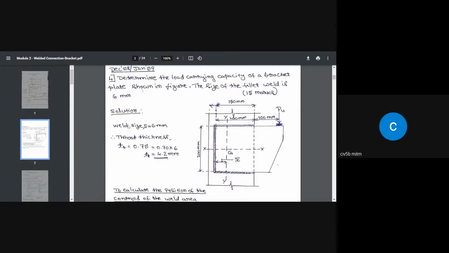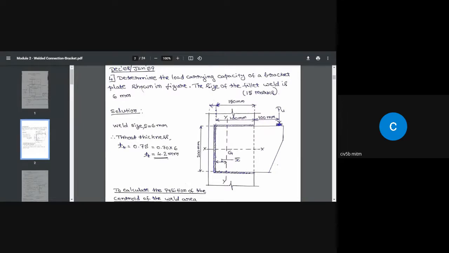So here the problem is given as weld size equal to 6 millimeter. Therefore, what is the throat thickness? T, the thickness of the throat, is equal to 0.7 times S, where S is the weld size, which is 6 millimeter. You know this already. So the throat thickness is 4.2 millimeter. And this is the way the weld is provided. This size is 100 millimeter, and this dimension is 200 millimeter. Of course, this dimension is 100 millimeter.